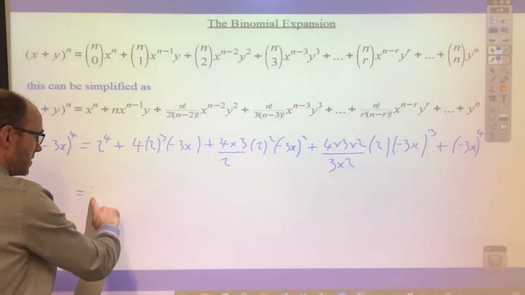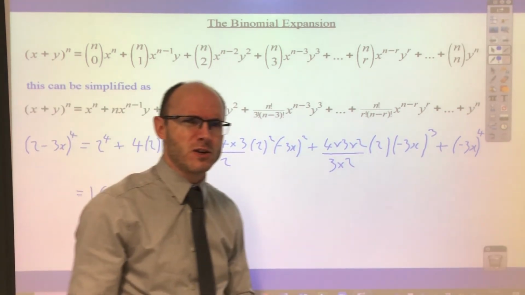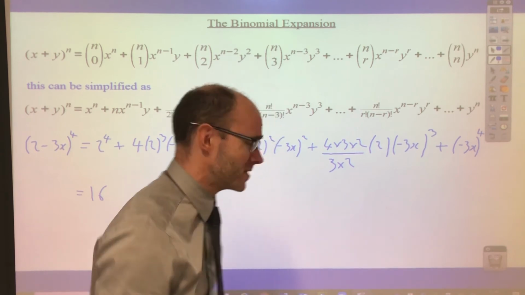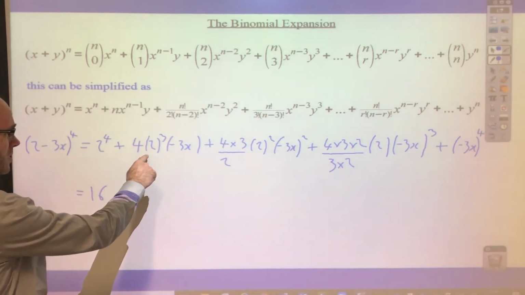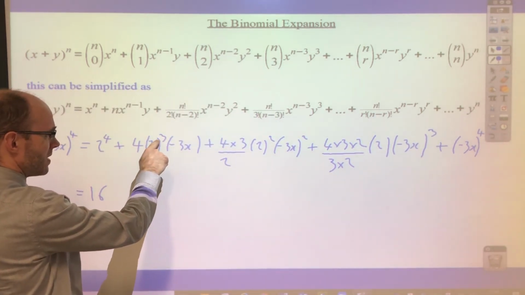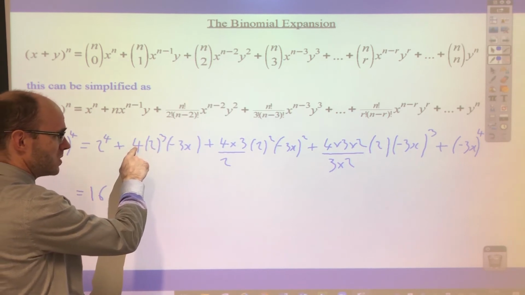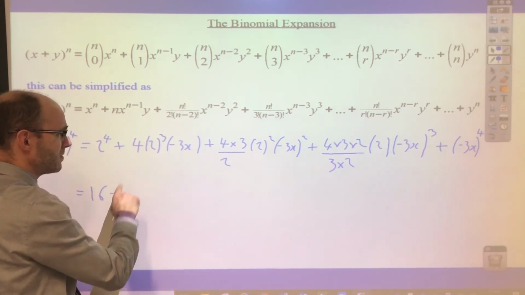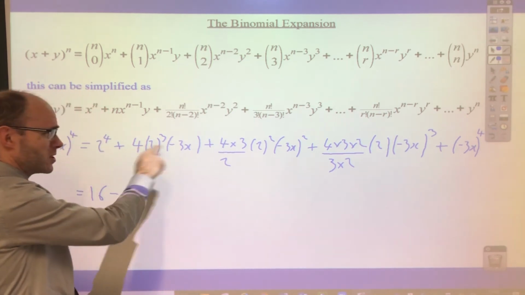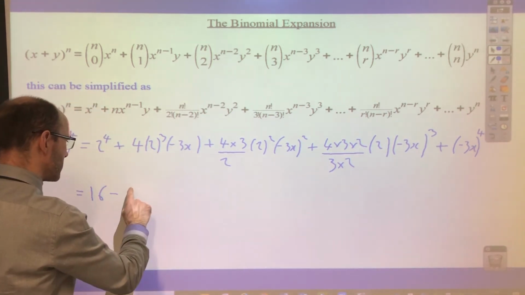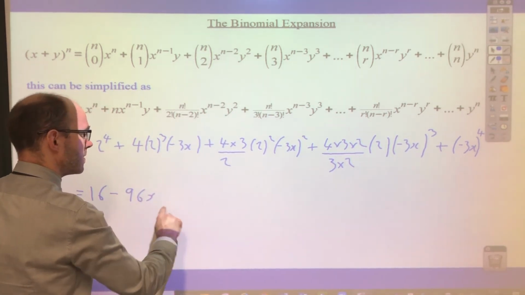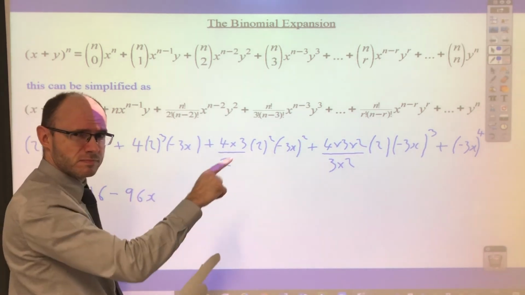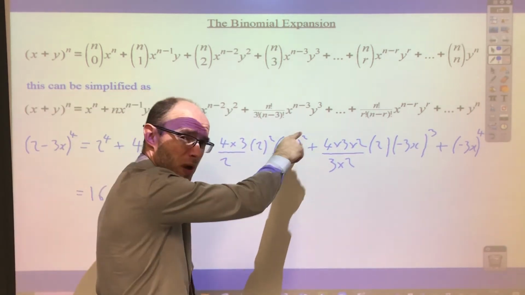2 to the power 4 is 16. After this, you'll be really good at your powers of 2 because it comes up quite a lot, doesn't it? Okay. And then here, so we've got 2 cubed, which is 8, and you've got 8 times 4, which is 32, times that by negative 3, so negative. So I want to say 32 times by 3, so that's 96. 96x. Right here, positive or negative? Positive, because negative squared is positive.